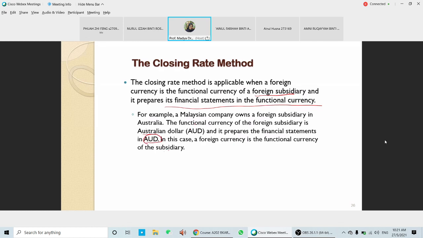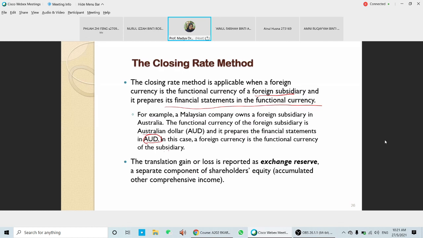In this case, the foreign currency is the functional currency of the subsidiary. So it means that the Malaysian company has a subsidiary in Australia. That subsidiary prepares financial statements using the Australian dollar. So we need to translate that Australian dollar to Malaysian ringgit for the purpose of presenting consolidated financial statements. The translation gain or loss: once we translate from Australian dollar to Malaysian ringgit, there will be a gain or loss because of the difference in the rates of exchange.